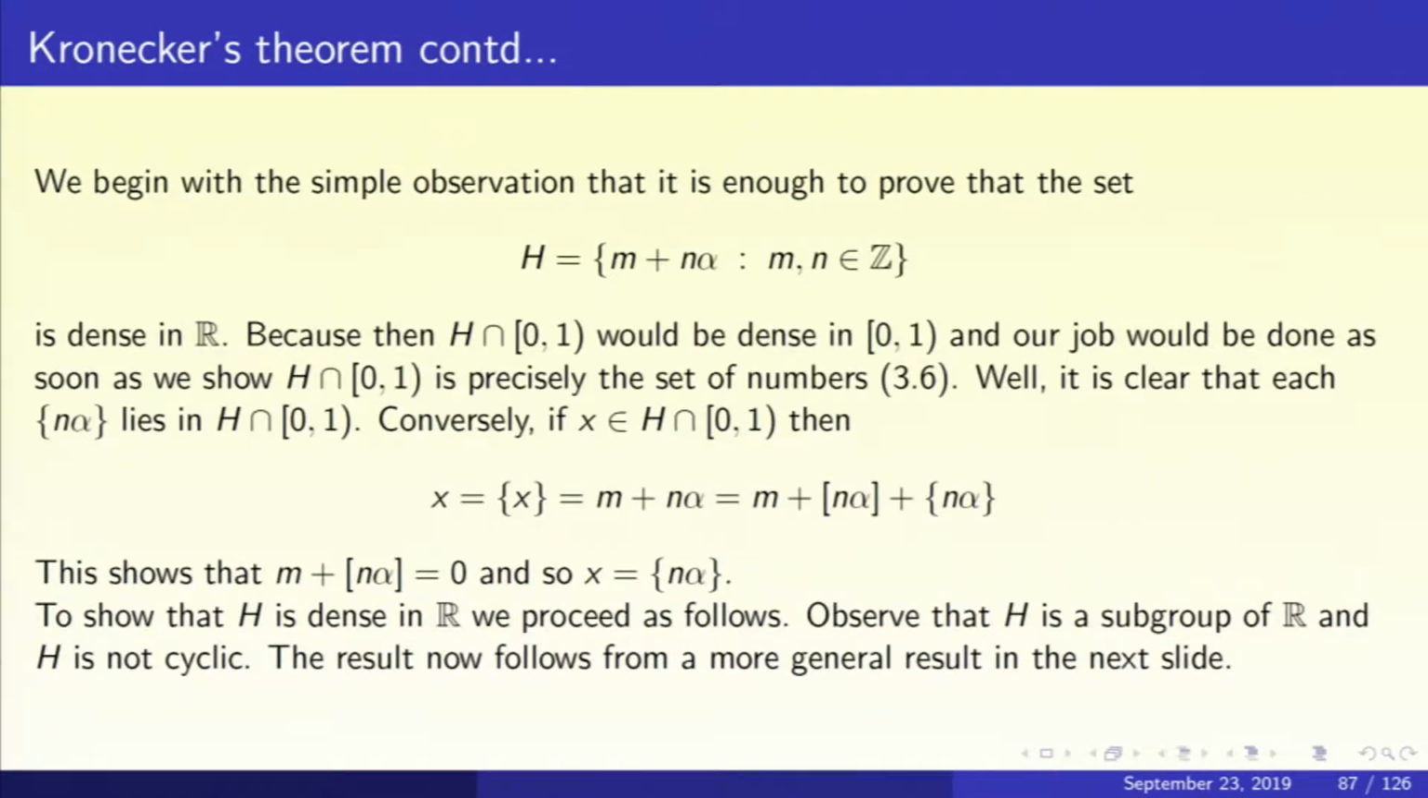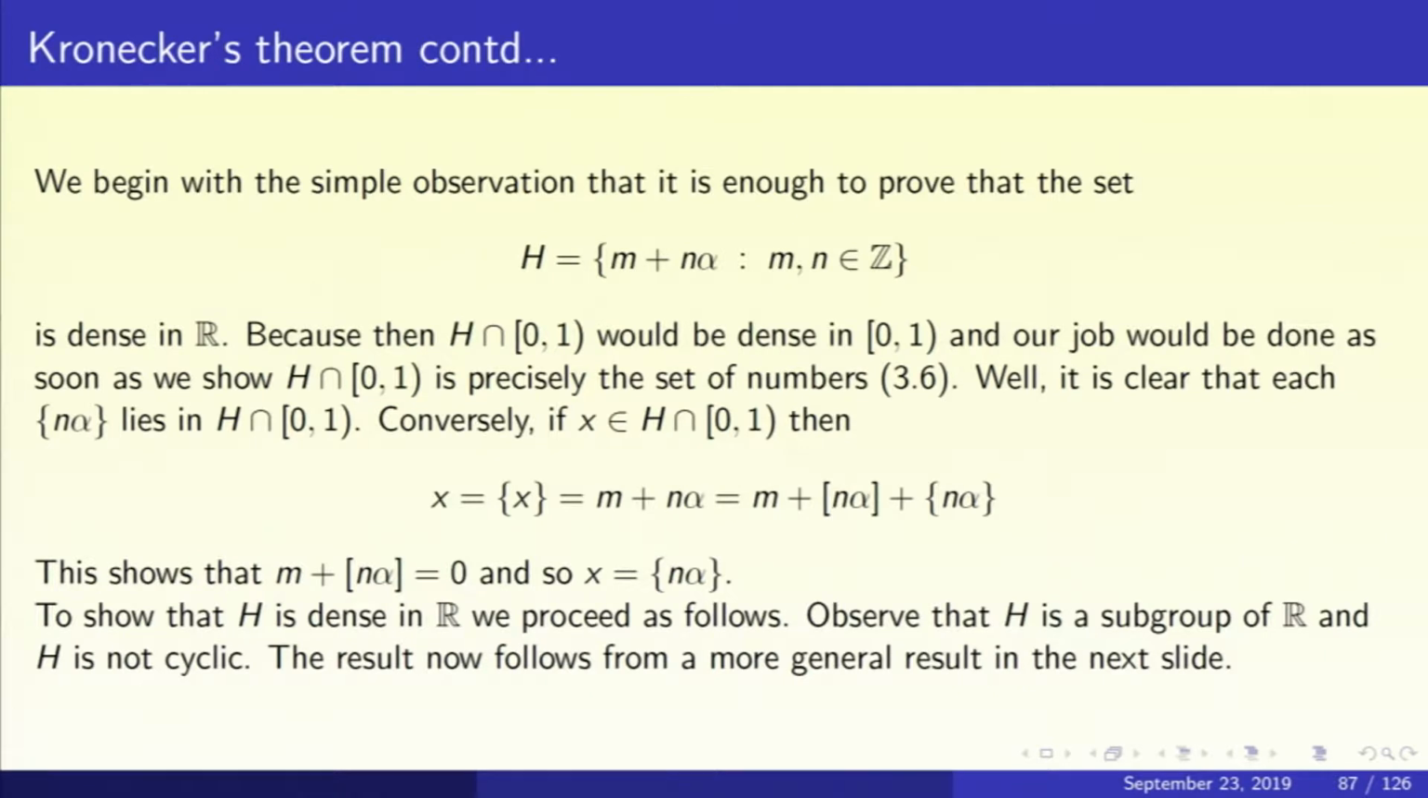So let's see. It is clear that each of the fractional parts of n alpha lies in H intersect 0, 1. That's very clear because look at H, it's m plus n alpha. Take m to be minus the integer part of n alpha in particular, and you see that the fractional parts do lie in H intersect 0, 1.